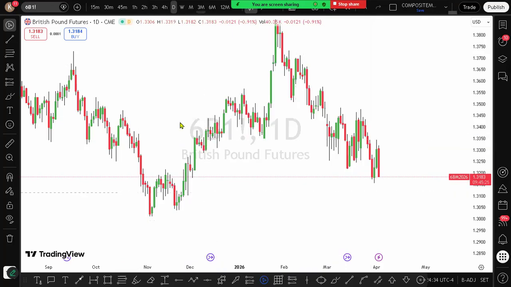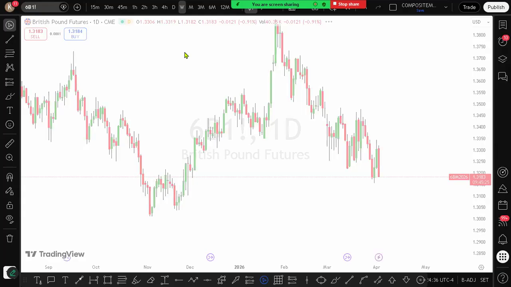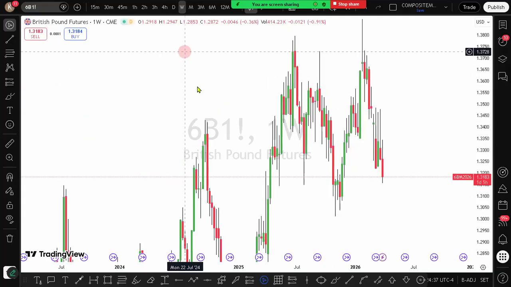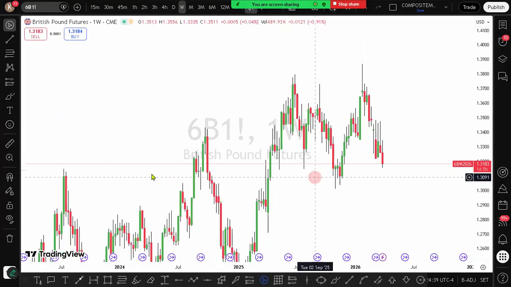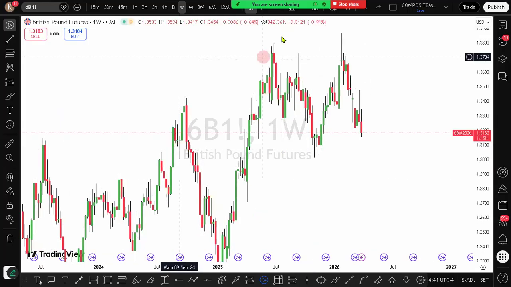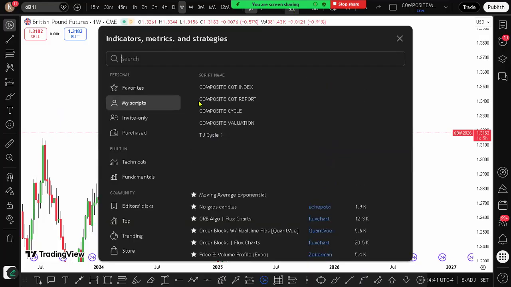In this case, I'm going to go to the weekly time frame because the Commitment of Traders report updates only once a week. So I'm just going to make it as simple as it could be. I'm going to bring in the COT report from here.